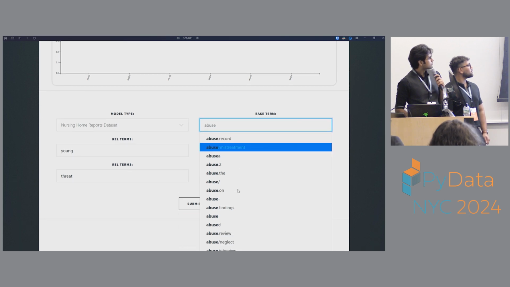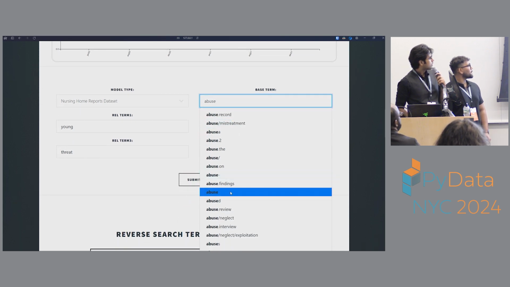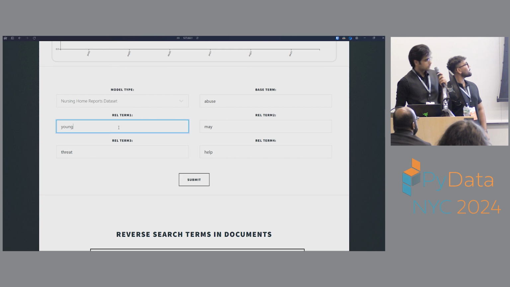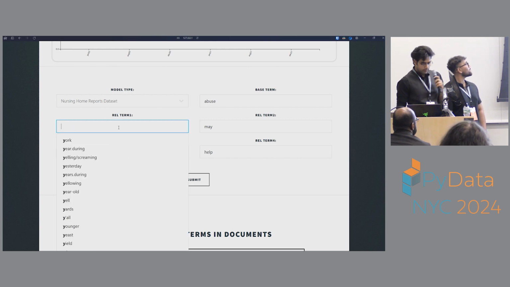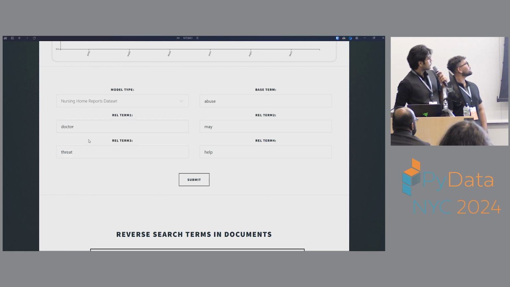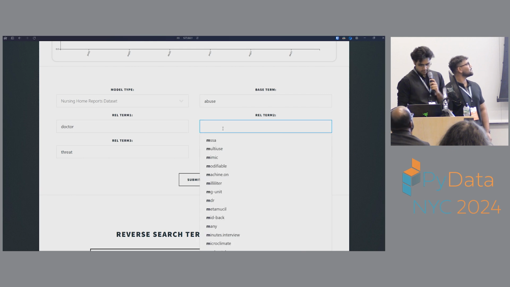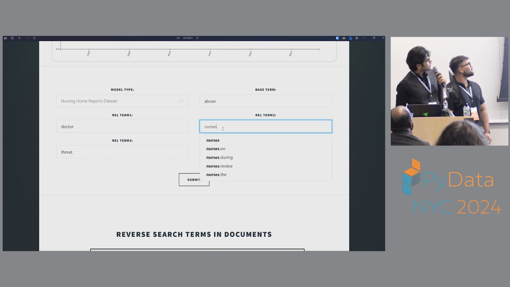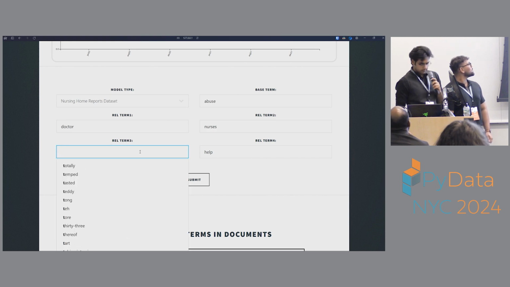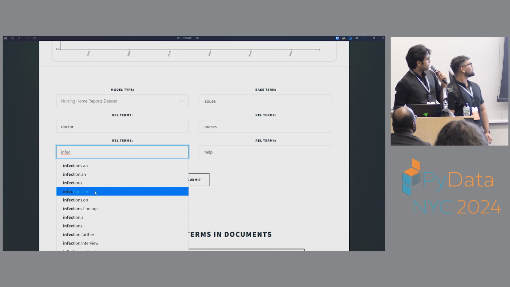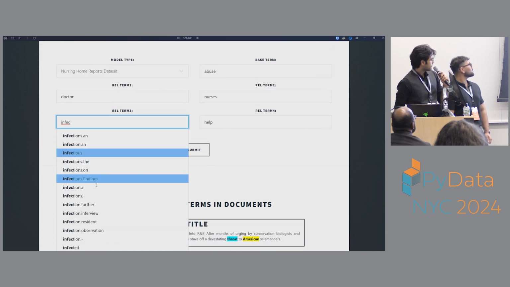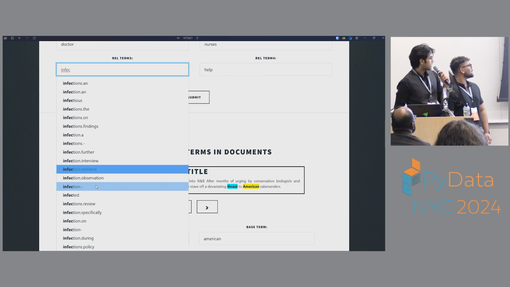So maybe views. Maybe you can put doctors. I'm guessing there will be a lot of doctors in old age homes. What else? Nurses? Infection. Family, family is a good one. Infectious. Infection. Infected maybe.